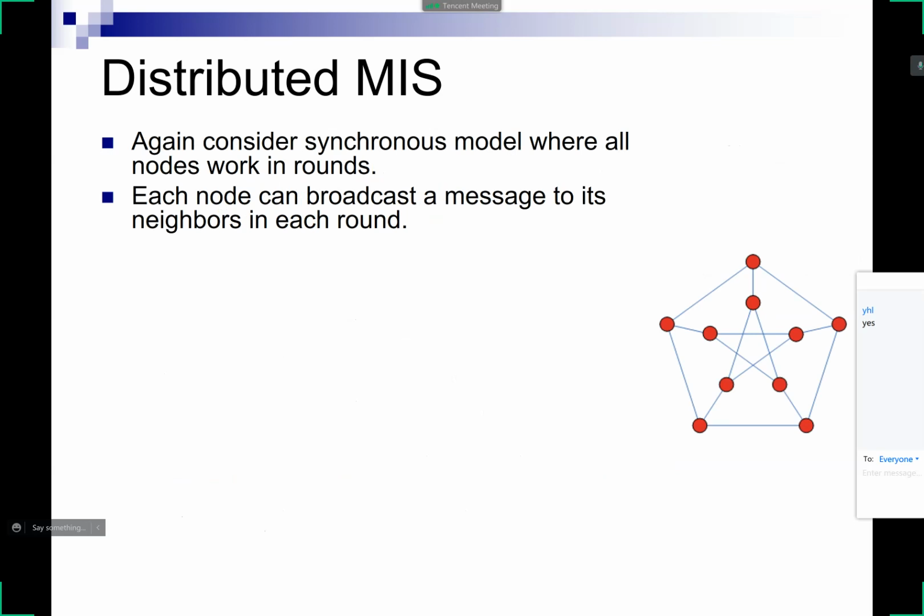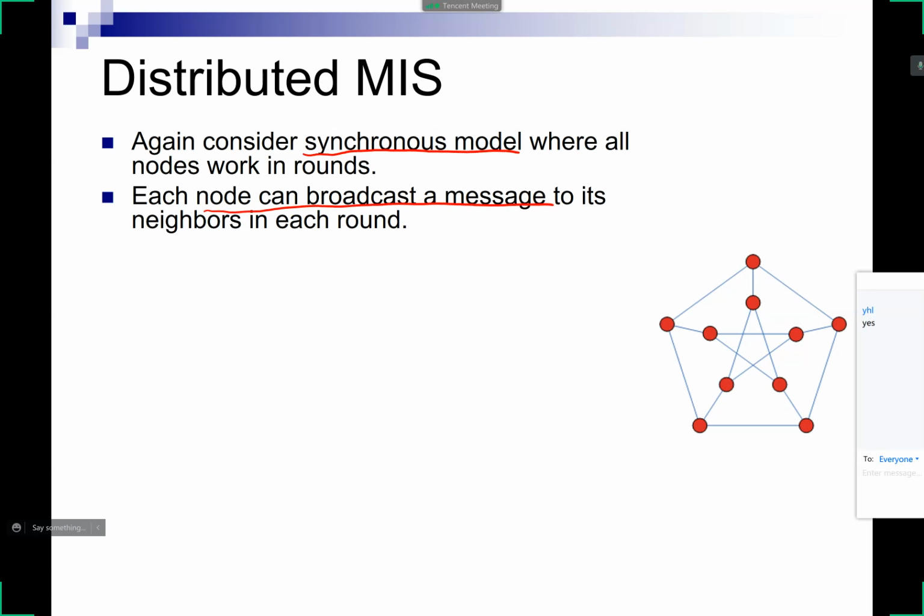Right, so the algorithm we're going to look at is, well, first of all, the model that we're going to use is going to be called the synchronous round model. Basically, we imagine that you can divide time into these discrete blocks. Each block is like a round. And within each round, we allow all of the nodes to broadcast a message to all of its neighbors.